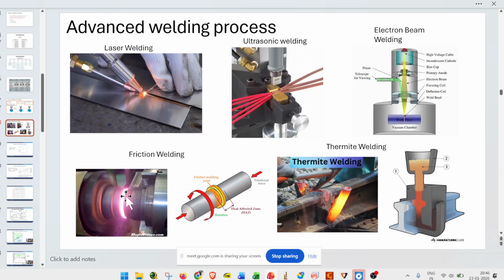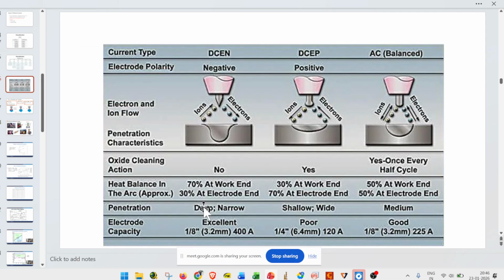This is friction welding. You can see two counter bodies rotating in the opposite direction. Because of the contact surface, high heat will be generated. That heat we will use to join those two materials.